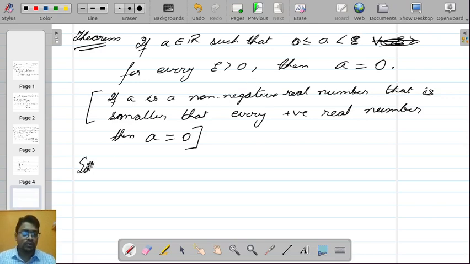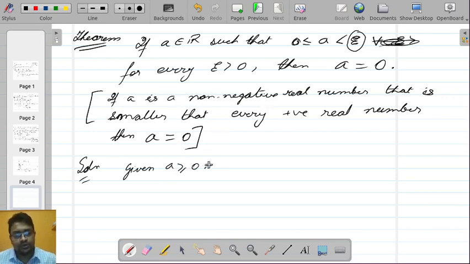Right. So how will you prove this? This epsilon is a symbol which is very much a favorite of mathematicians. Usually we use epsilon to denote any arbitrary positive real number. So if a belongs to the real numbers and a satisfies that whatever positive number you take, a is less than that positive number, then a has to be exactly equal to 0. It is given that a is greater than or equal to 0. So either a is greater than 0 or a is exactly equal to 0. If a is exactly equal to 0, our proof is complete.